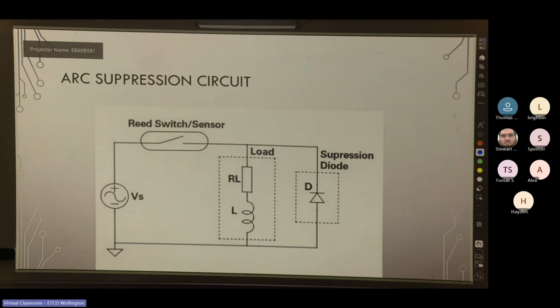Cool. So it's an arc suppression circuit. So it's the same concept as a freewheeling diode. So on a large DC load, a diode can be used to prevent arcs causing damage to a switch. So it's to protect the switch.